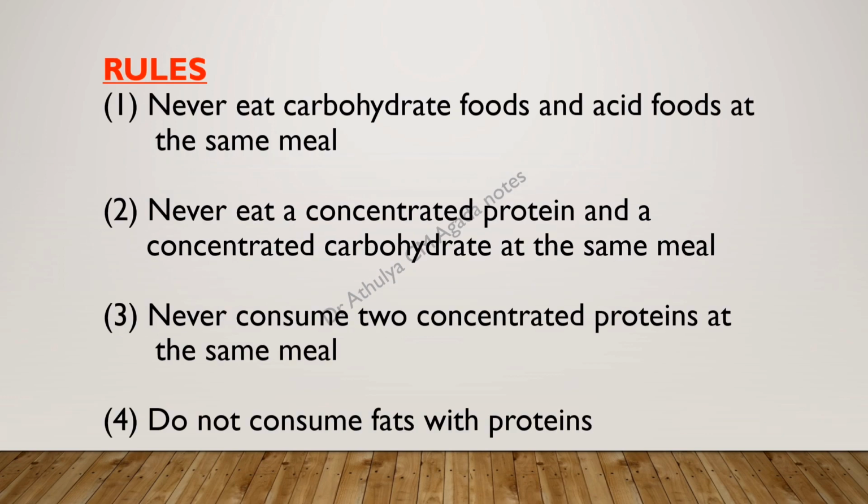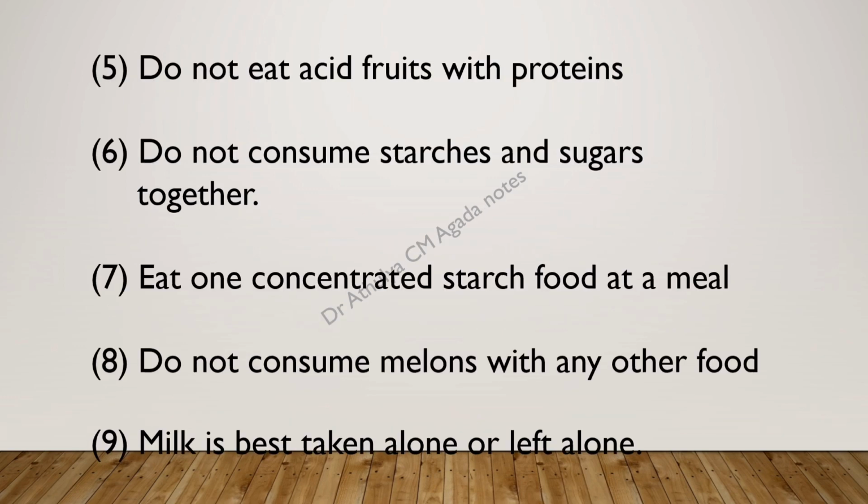And according to this, they developed some rules for food consumption. That is, first, never eat a carbohydrate food and acid food at the same meal. Second one is, never eat a concentrated protein and a concentrated carbohydrate at the same meal. Next is, never consume two concentrated proteins at the same meal. Next is, do not consume fats with proteins, or do not eat acid fruits with proteins. Do not consume starches and sugars together. Eat one concentrated starch food at a meal.